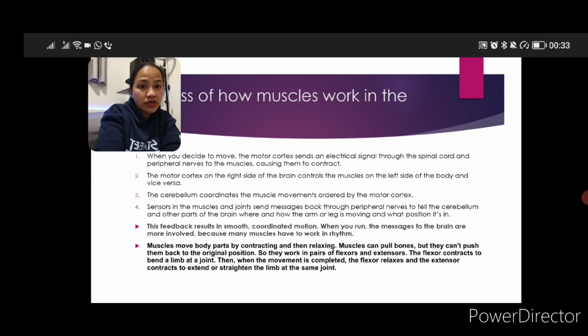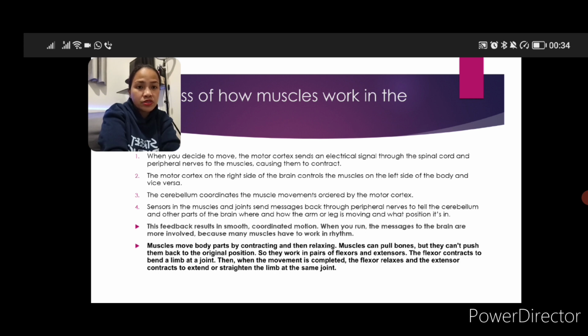The motor cortex on the right side of the brain controls the muscles on the left side of the body, and vice versa. The cerebellum coordinates the muscle movements ordered by the motor cortex. Sensors in the muscles and joints send messages back through the peripheral nerves to tell the cerebellum and the other parts of the brain where and how the arm or leg is moving and what position it's in. This feedback results in smooth, coordinated motion. When you run, the messages to the brain are more involved because many muscles have to work in rhythm.